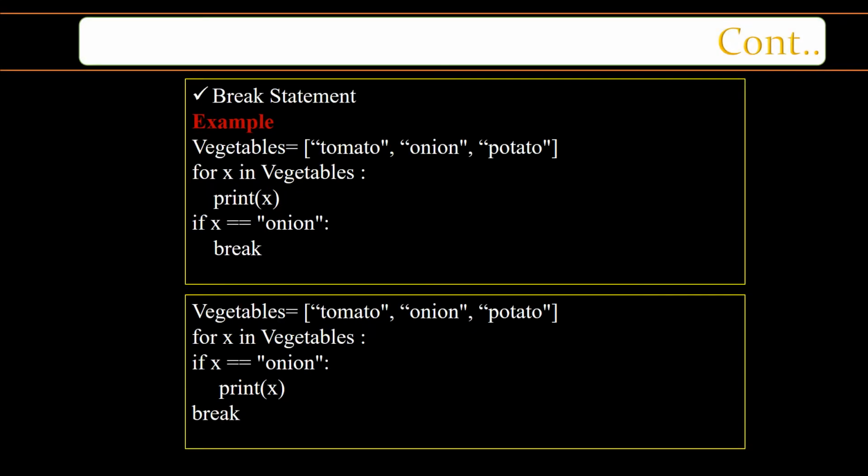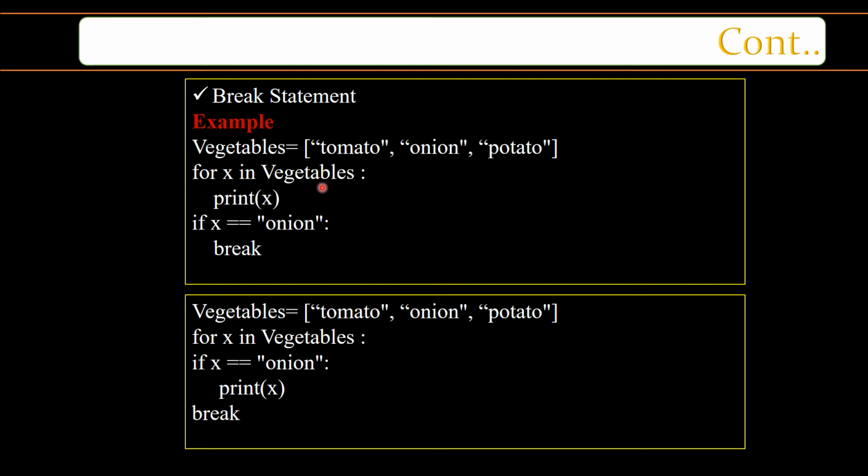Next one is the break statement. How the break statement can be used in the for loop. I have the list vegetables equal to tomato, onion, and potato. For x in vegetables, I am going to print the values of x. It is going to break if x is equal to onion. Whenever the x value becomes onion, it is going to break the loop.